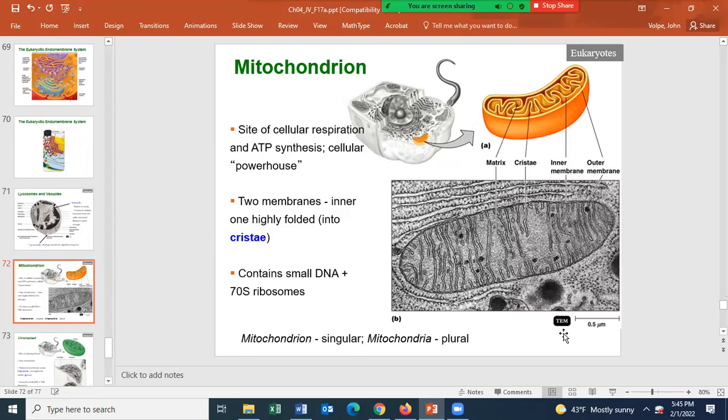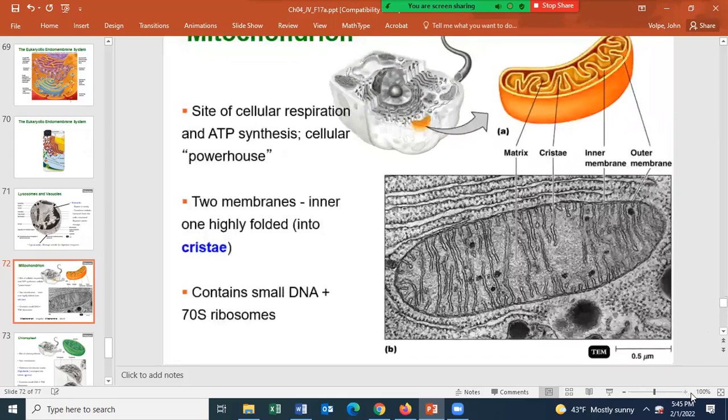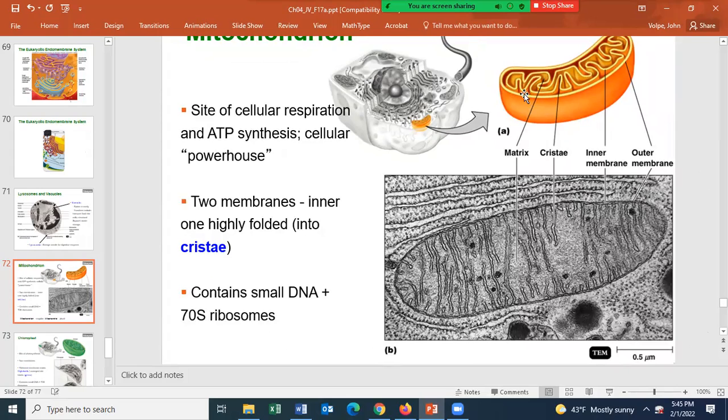All right, here we're looking at the mitochondrion. This is a special organelle, and it's special because it has two membranes, an outer membrane shown here, and then an inner membrane showing you the inside of the mitochondria. The mitochondrion is the site of cellular respiration. It's where the majority of the cell makes its ATP. So it's the cellular powerhouse of the cell, of eukaryotic cells.